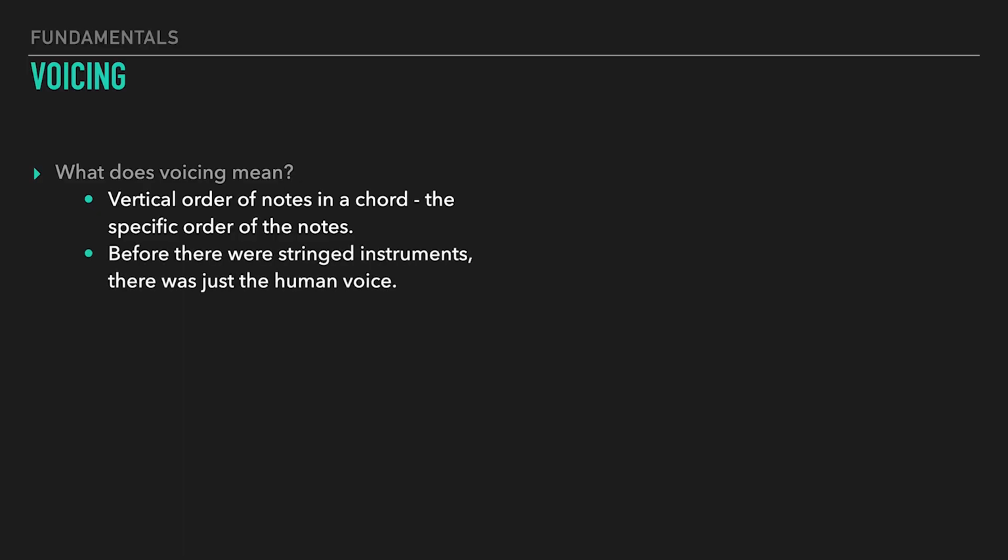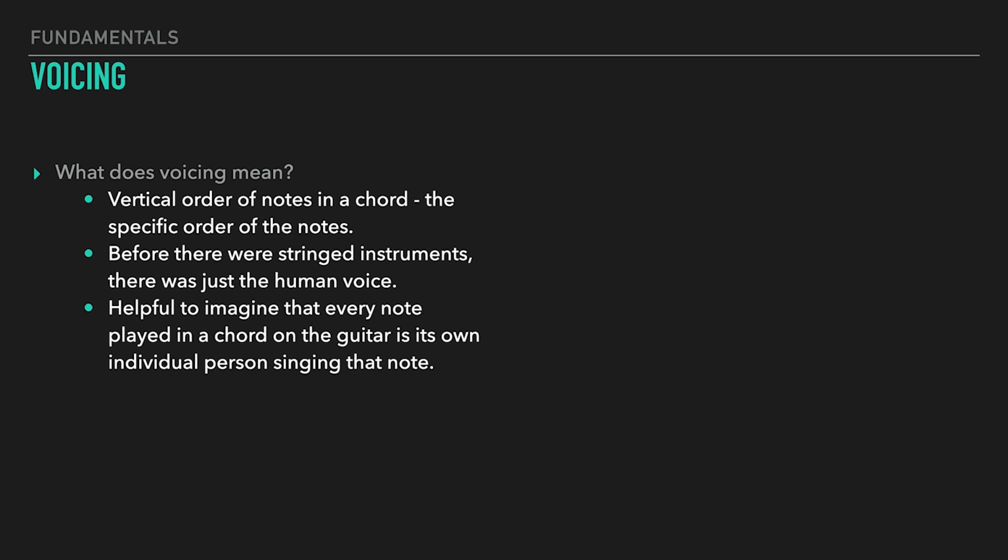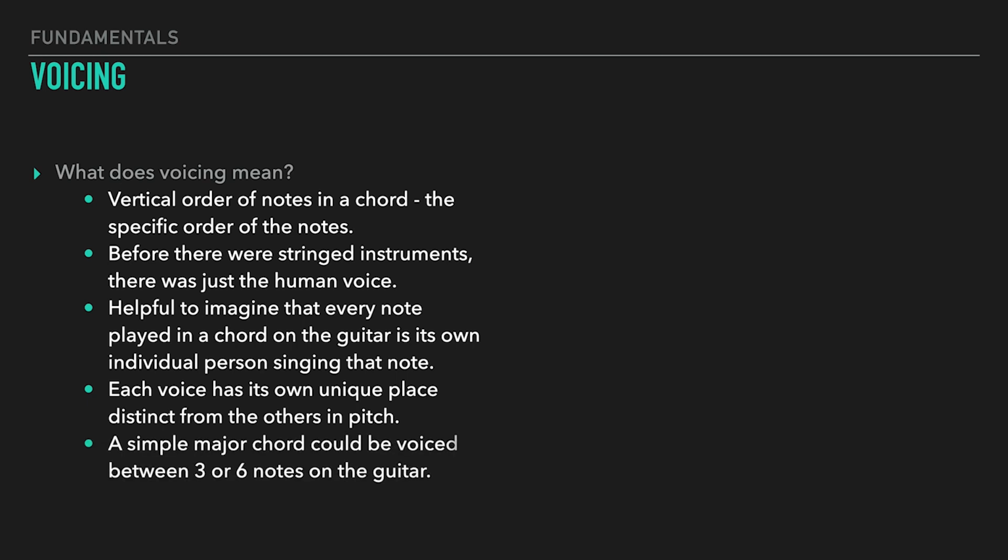So before there were stringed instruments, there was just the human voice. It's helpful to imagine that every note played in a chord on the guitar is its own individual person singing that note, hence the term voicing. Each voice has its own unique place, distinct from the others in pitch. A simple major chord could be voiced between 3 or 6 notes on the guitar. We have 6 strings, meaning that there are 6 possible voices to play at any given time. When using only 3 notes, there are many potential voicings.